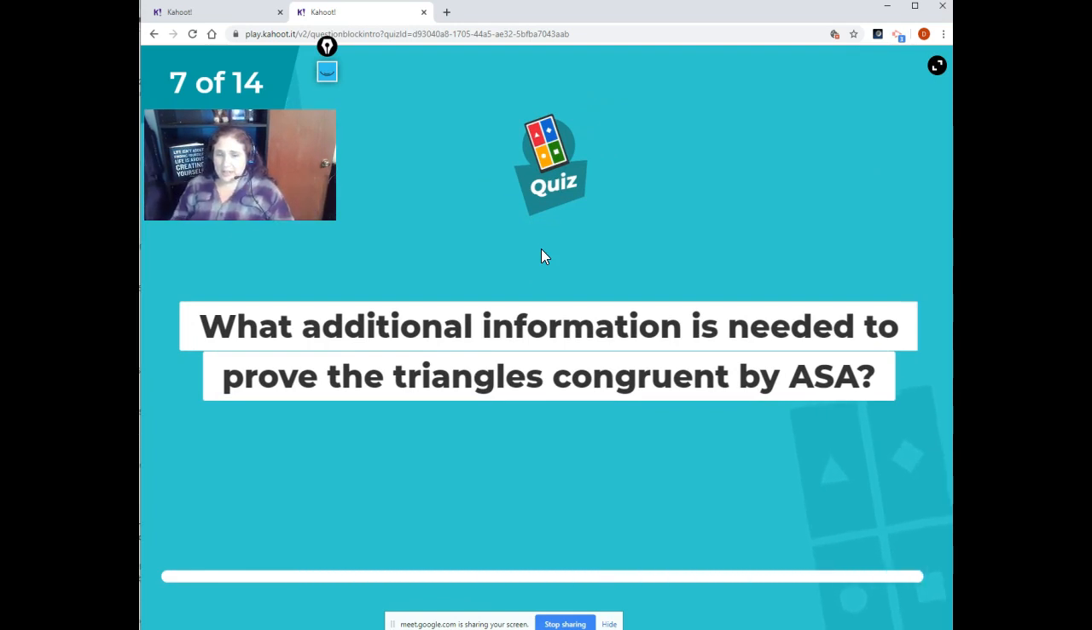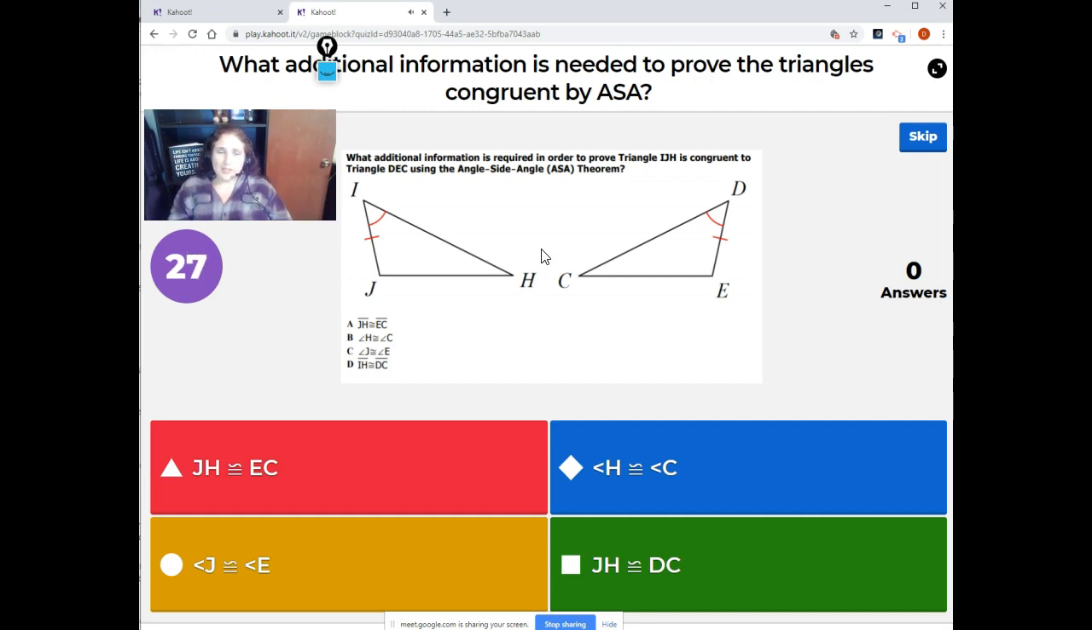What additional information is needed for angle, side, angle? This is similar to something you'll see on your test.